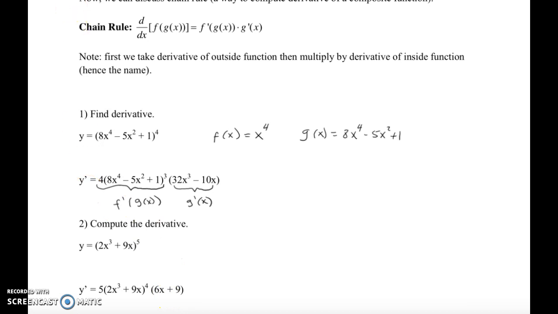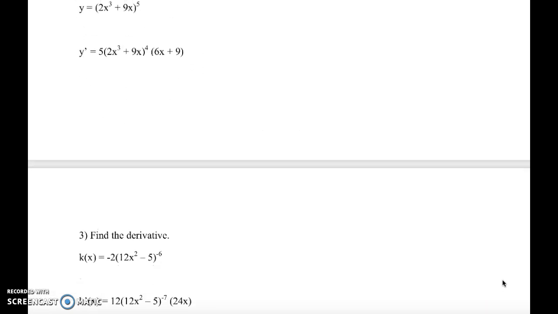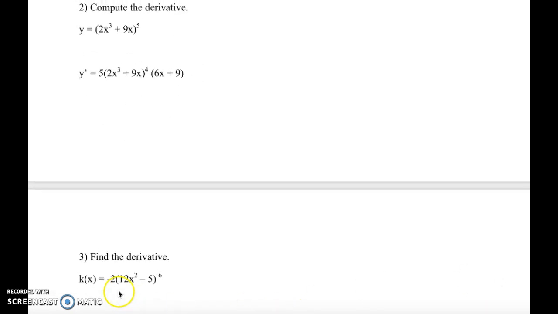Let's look at an example that might be just a little bit more complicated. Right? So if we want to find the derivative of negative 2 times 12x squared minus 5 to the negative 6th power. And again, we want to consider our inside function to be our g of x. So our g of x is going to be 12x squared minus 5. And our f of x is going to be negative 2 times x to the negative 6th power.